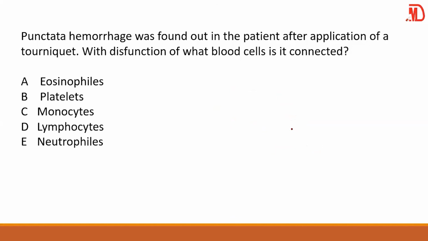So there's a punctate hemorrhage found in the patient after application of a tourniquet. With dysfunction of what blood cells is it connected? A punctate hemorrhage is a capillary hemorrhage into the skin that forms petechiae. So we're talking about capillary bleeding into the skin, and basically what controls it is the platelets.